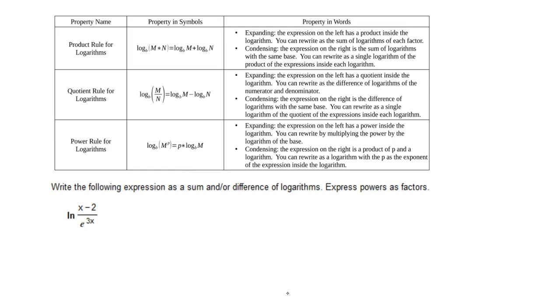So for our example, we have natural log of x minus 2 over e to the 3x. Because we have a fraction or division inside the log, we're going to start off using the quotient rule. So using the quotient rule, we would have natural log of the numerator minus natural log of the denominator.